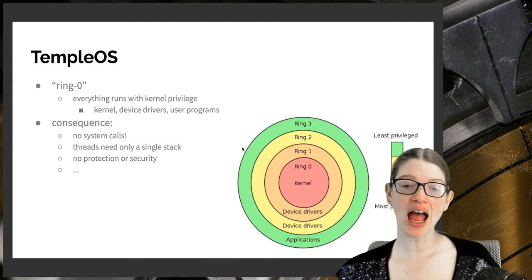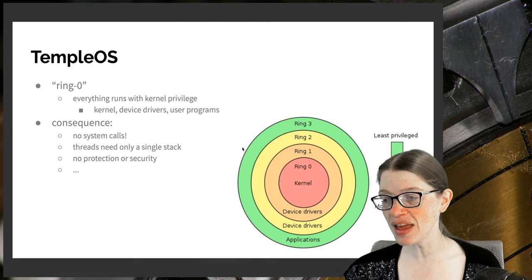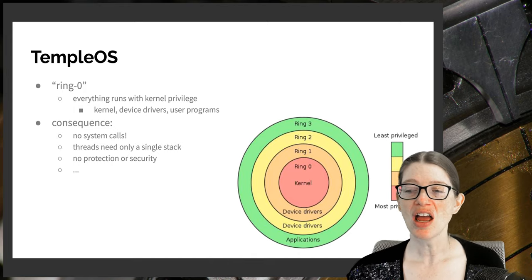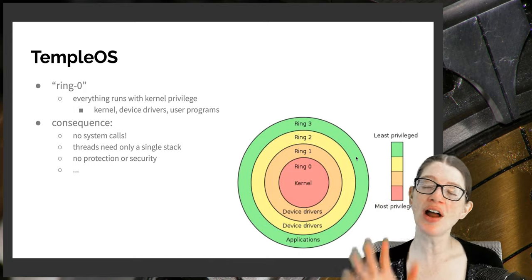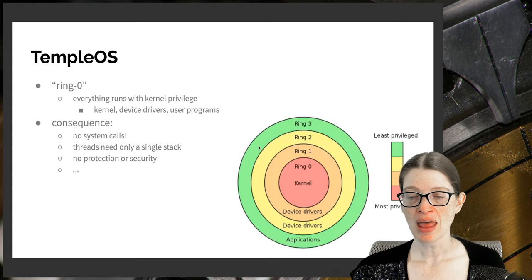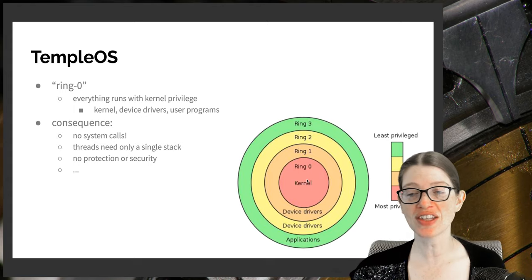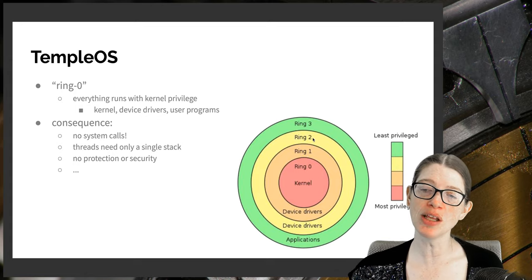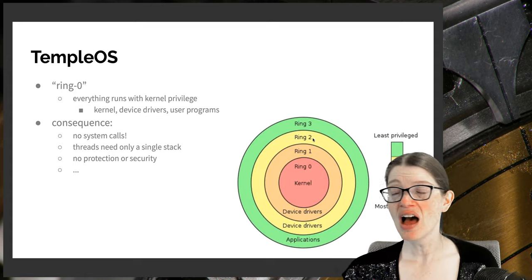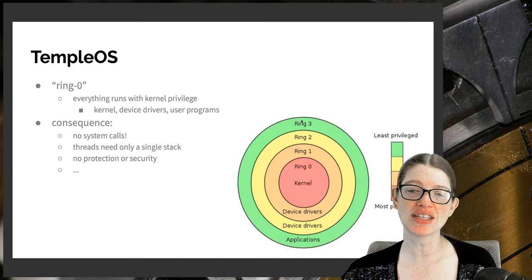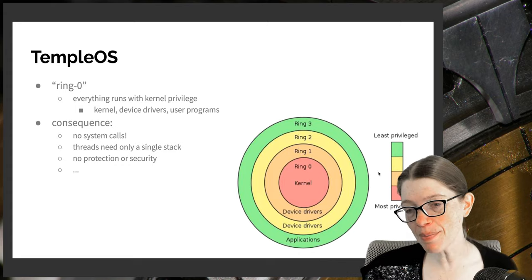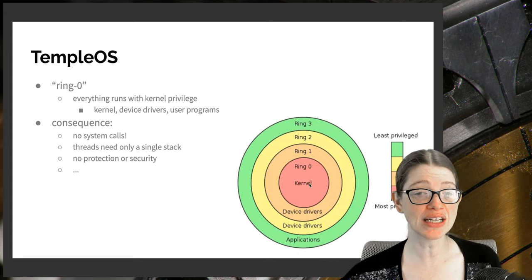Now, as we said in the beginning of the episode, I mentioned that everything runs with kernel privilege. So if you're looking at the rings of security, on a typical modern machine, there are four rings of security. You've got ring 0, which is the kernel, ring 1 and 2, which are typically reserved for device drivers, although not every system does this. And then ring 3, which is the outermost, the least privileged, would be applications. Well, in Temple OS, everything runs in ring 0.